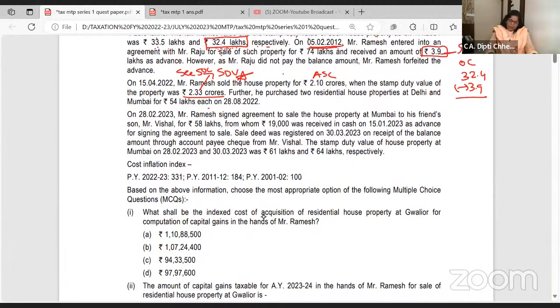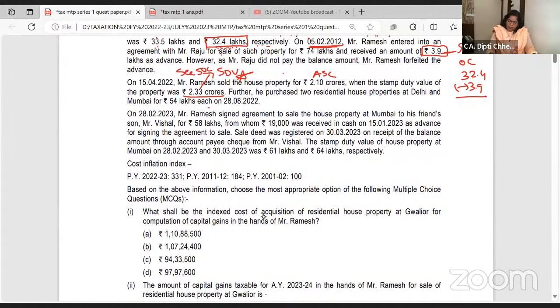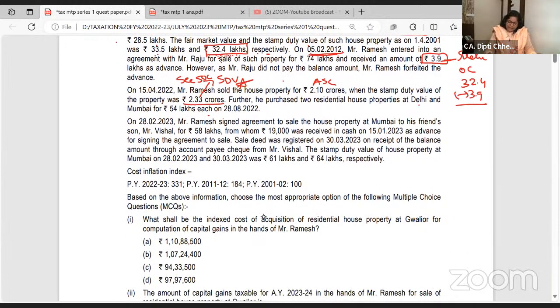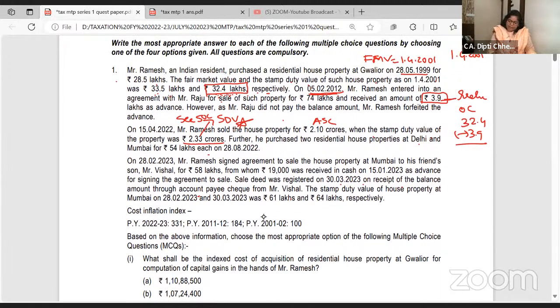Who says this? Section 56. Ramesh signed the agreement to sell the property at Mumbai. Ramesh sold this house and bought property in Mumbai and Delhi. Now the Mumbai property he is selling to his friend's son Vishal for 58 lakhs in January 23, took advance money, and the sale deed was registered in March. Do you understand? When did we sell this house? 15th April 22. So from here, 3 years.